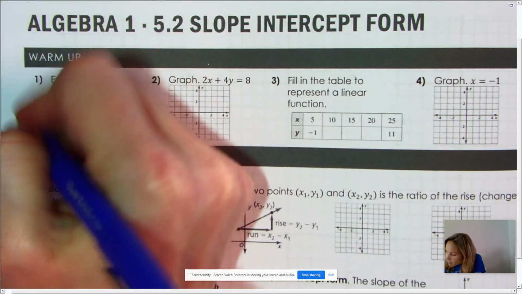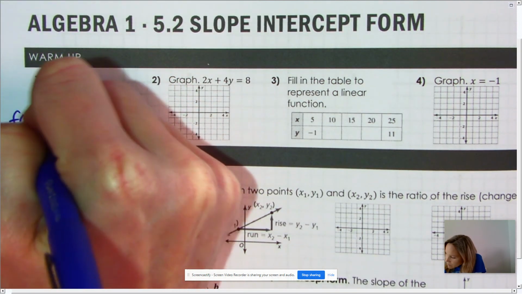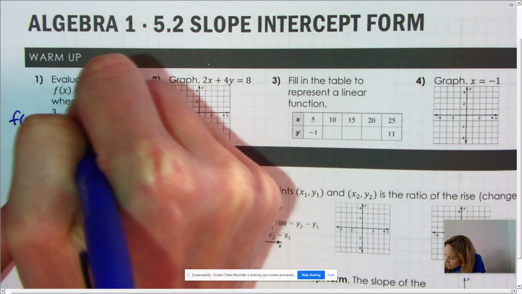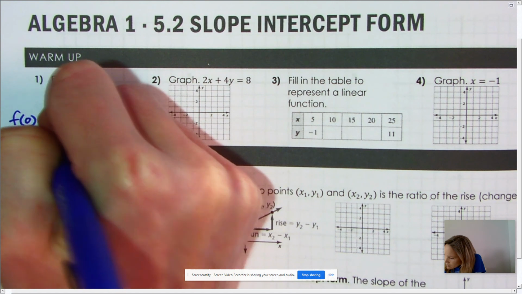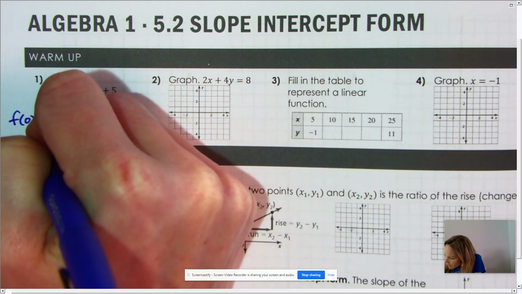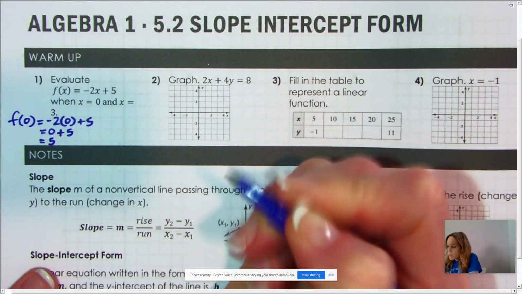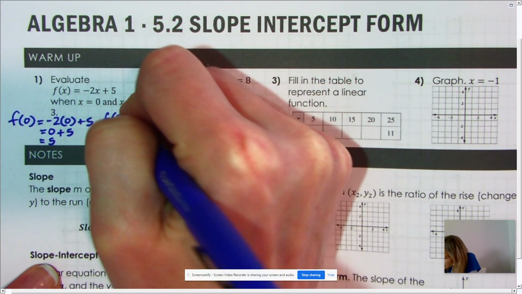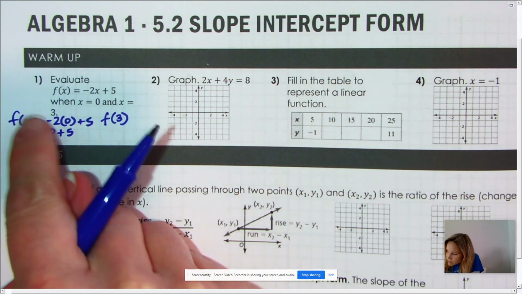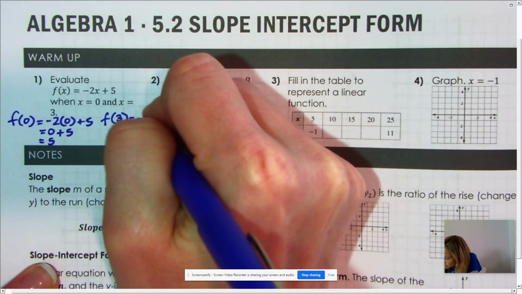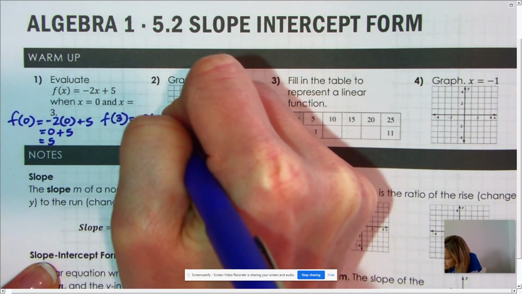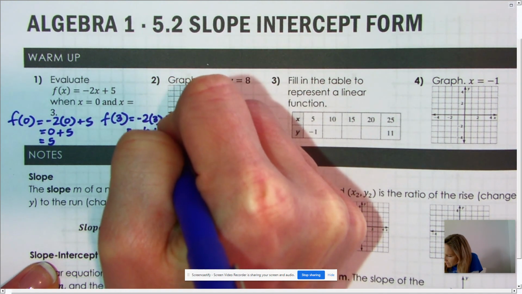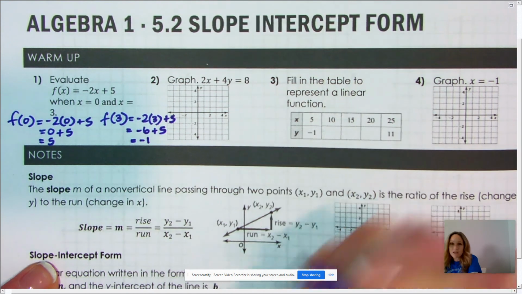So we have two separate problems. We're going to first plug in 0. And so we would go -2 times 0 plus 5. Well, that's equal to 0 plus 5, which is just 5. So then when we plug in f of 3, the second value is x equals 3, we get -2 times 3 plus 5. -2 times 3 is -6. When I add 5 to that, I get -1.